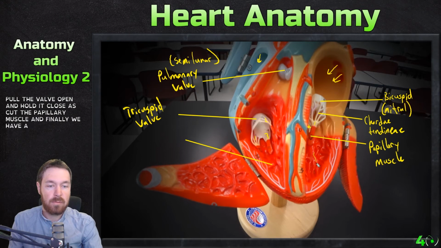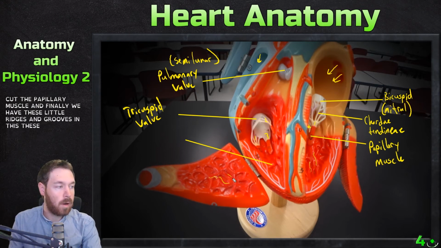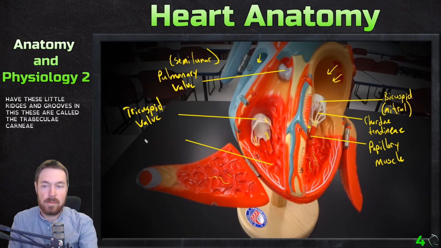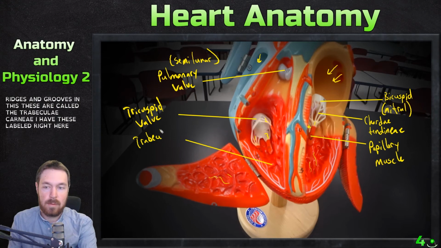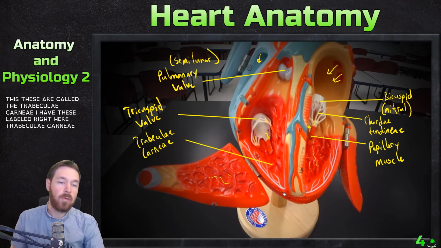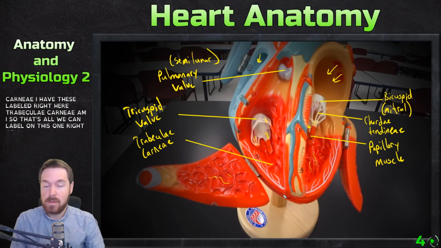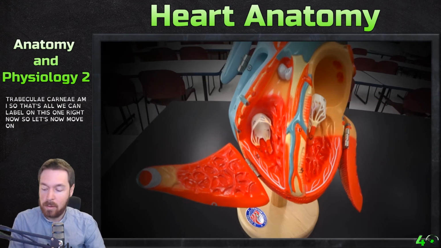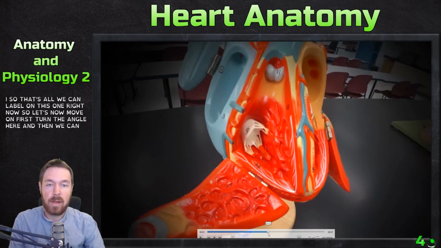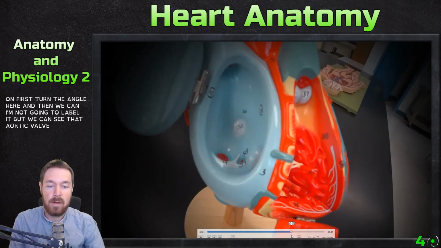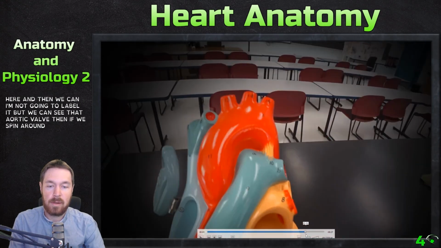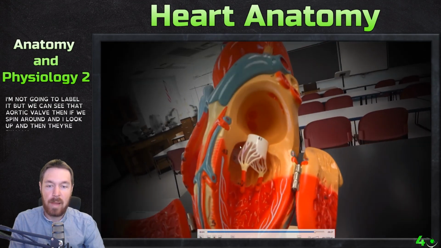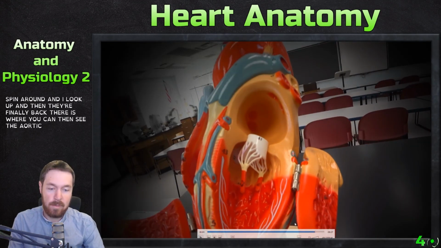And then finally, we have these little ridges and grooves in this. These are called the trabeculae carnea. I have these labeled right here. Trabeculae carnea. All right, so that's all we can label on this one right now. So let's now move on. Well, first I can turn the angle here, and then I'm not going to label it, but we can see that aortic valve then. If we spin around, and I look up, and then there, finally. Back there is where you can then see the aortic valve.